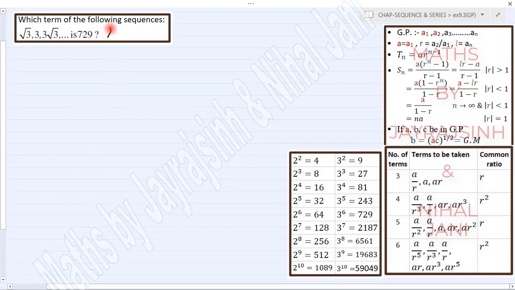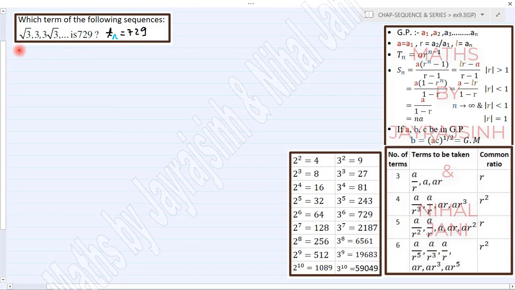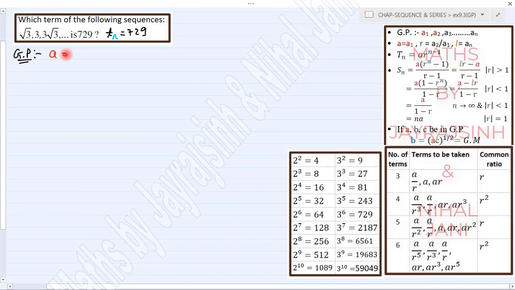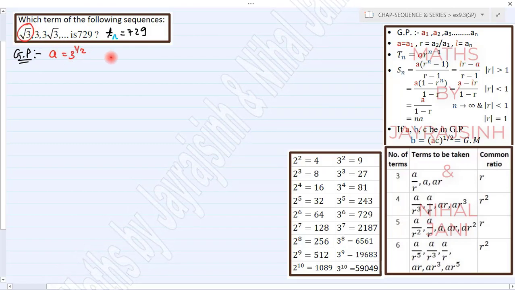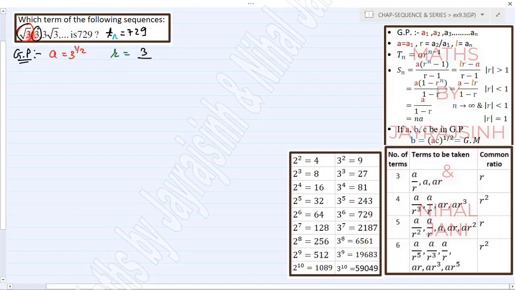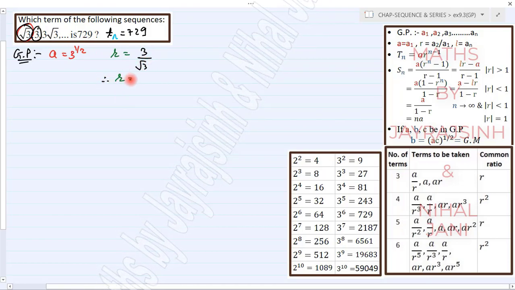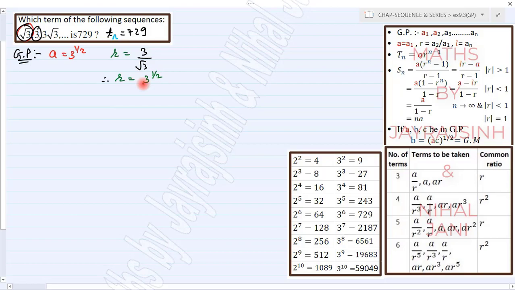In this question, we have to find which term is 729. That means we have to find n. Now, our sequence is in GP, where its first term is root 3, or we can say 3 raised to 1 by 2, and the common ratio between the second term and first term is root 3, or we can say 3 raised to 1 by 2.